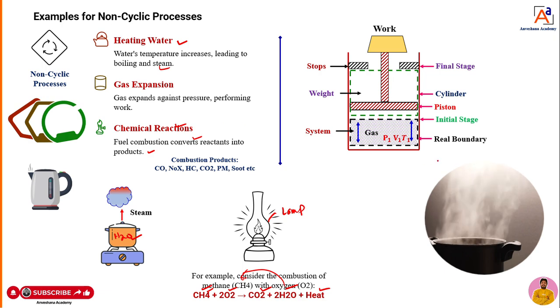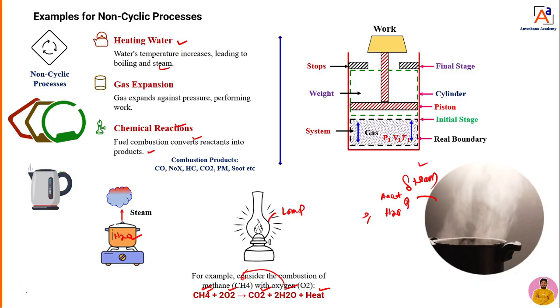Non-cyclic process means what? Heating. You can see here now. When you heat the water, that water is going to convert into steam. Then we can't come back to its original position. The properties of water are different, and the properties of steam are different. That is nothing but a non-cyclic process.